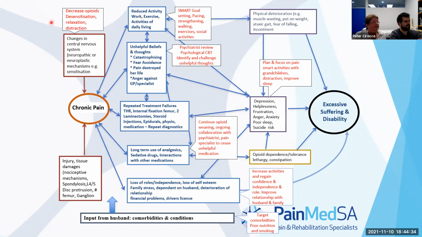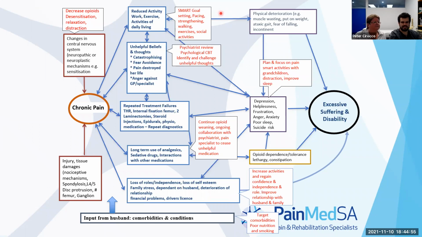We introduced relaxation and distraction. We developed some SMART goals, and that was simply about what do you want to do? One of the things was she wanted to get her driver's license back. So we drew up some goals on things she wanted to be able to do. She wanted to go shopping. She wanted to do those simple things.